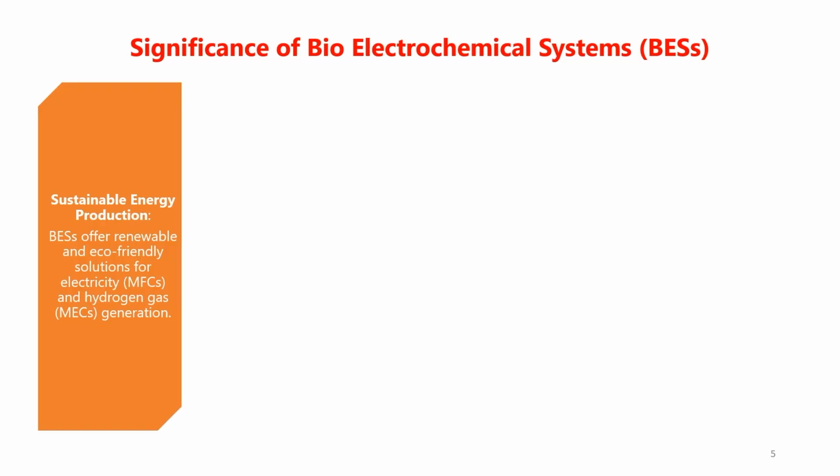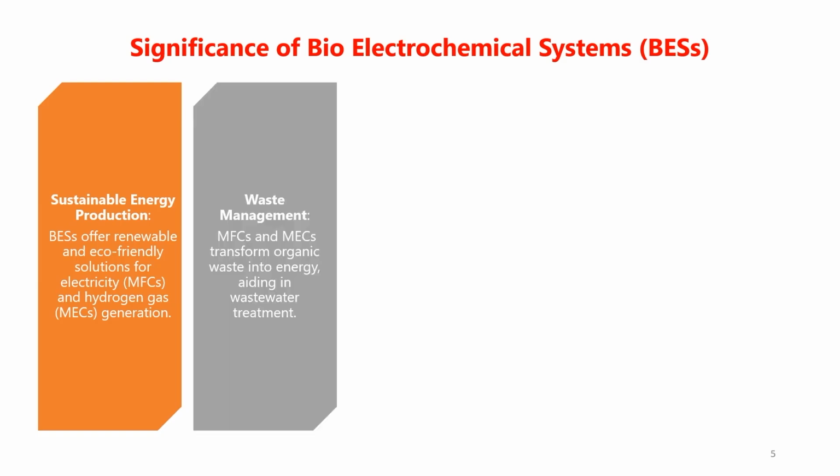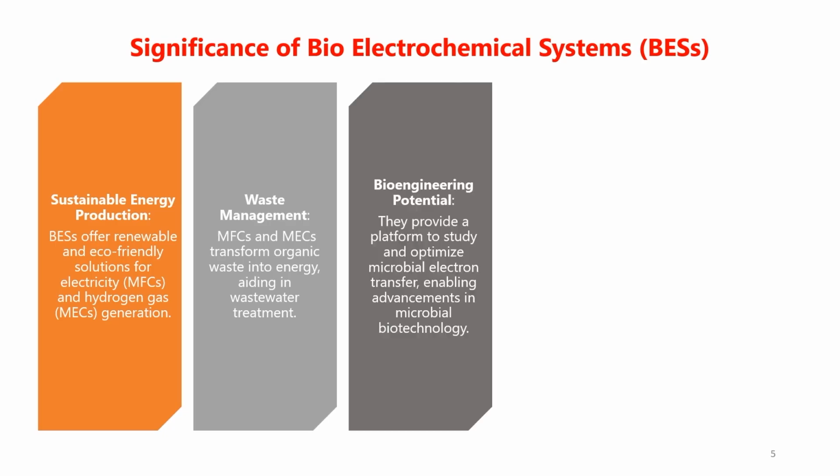Now, what is the significance of these bioelectrochemical systems? They help us in sustainable energy production. BES offer renewable and eco-friendly solutions for electricity and hydrogen gas generation. They help us in waste management. MFCs and MECs transform organic waste into energy, aiding in wastewater treatment. So, this is basically a method by which we can convert waste into wealth.